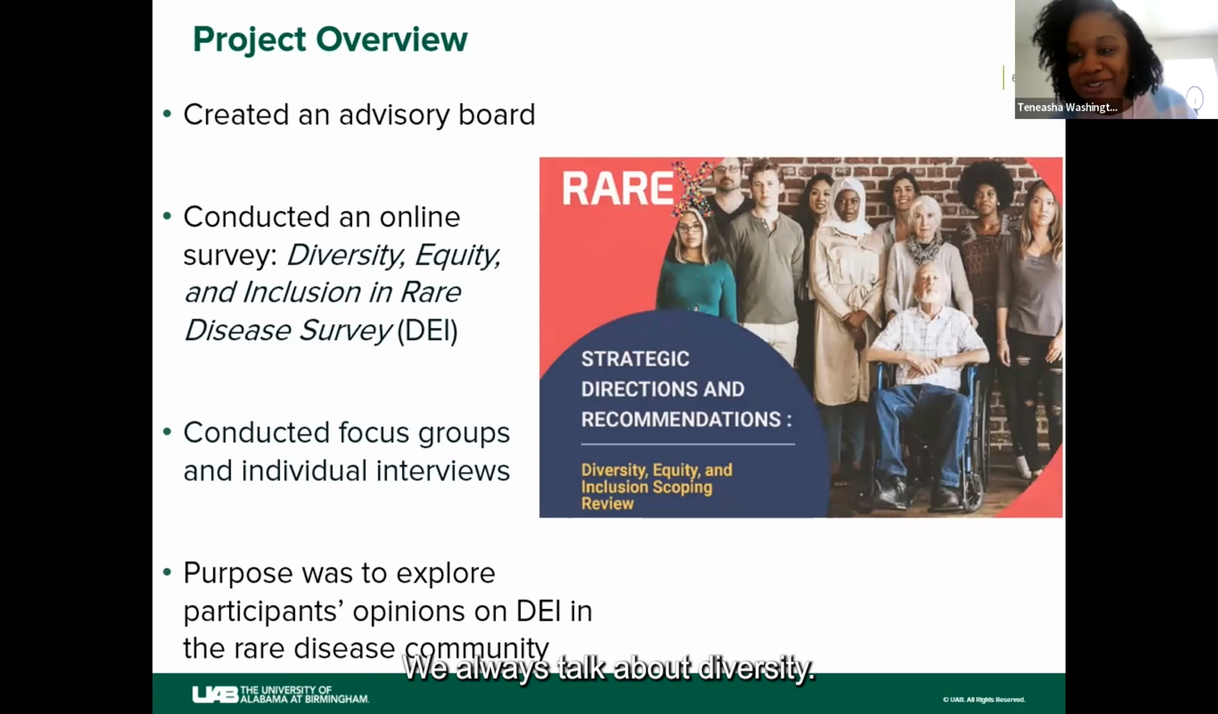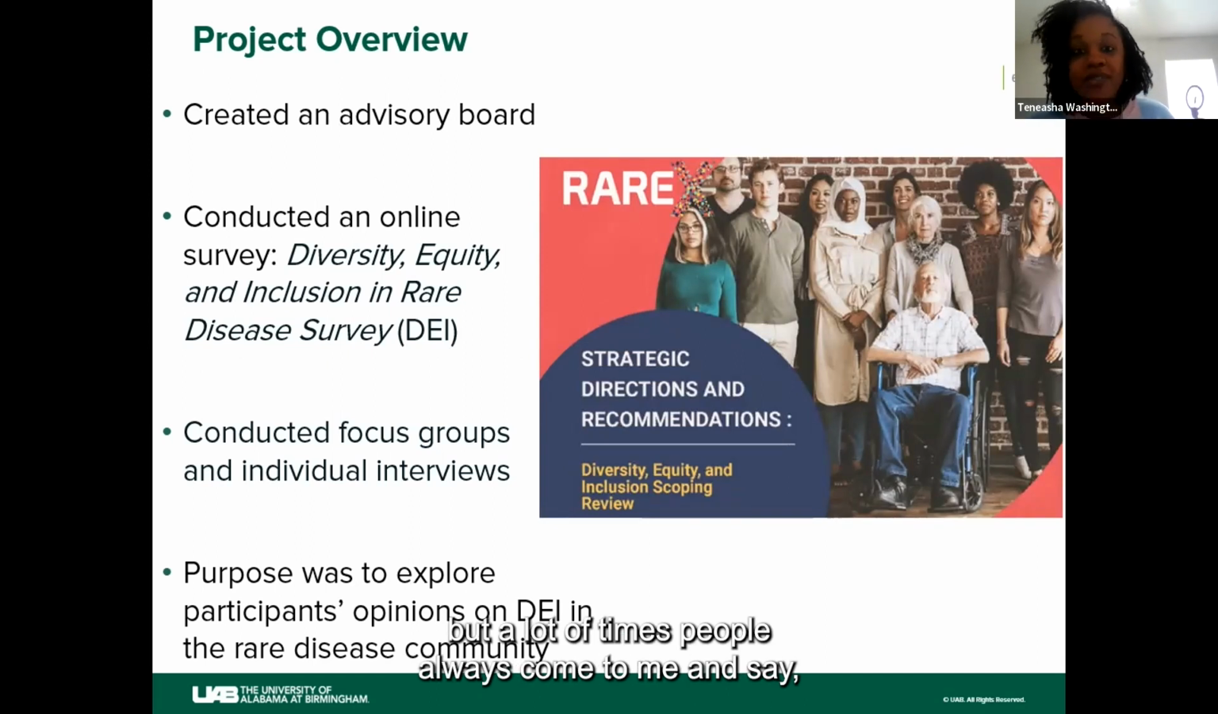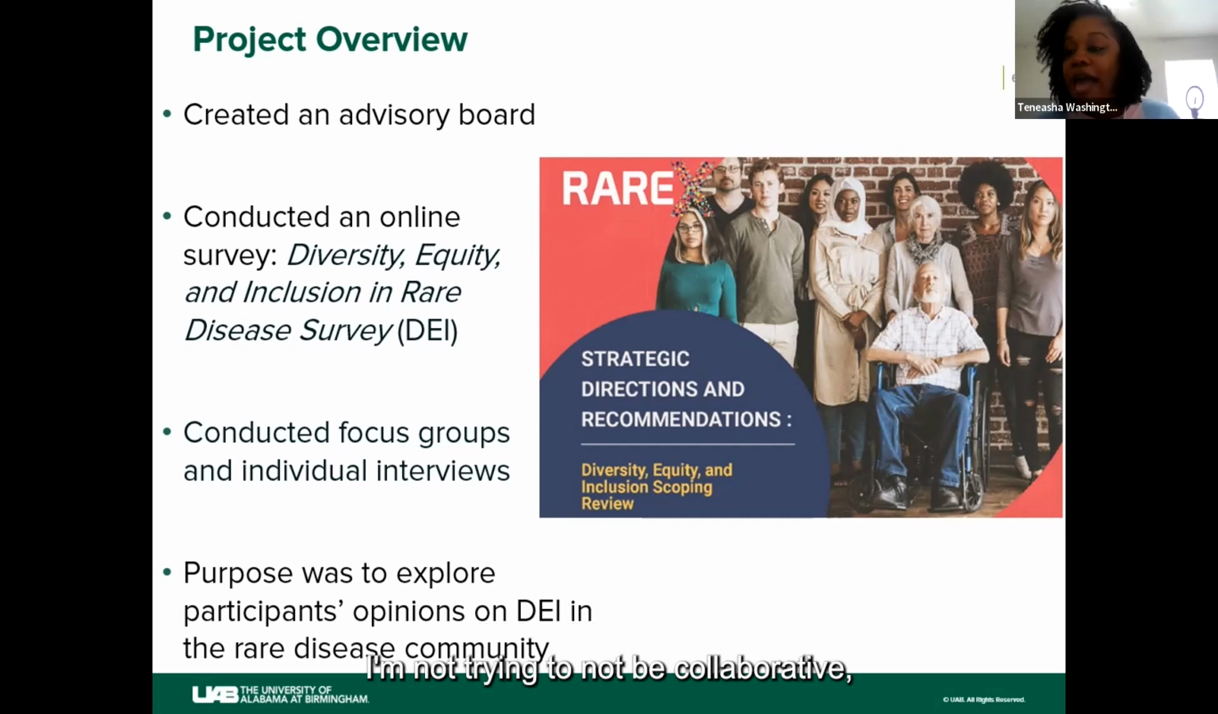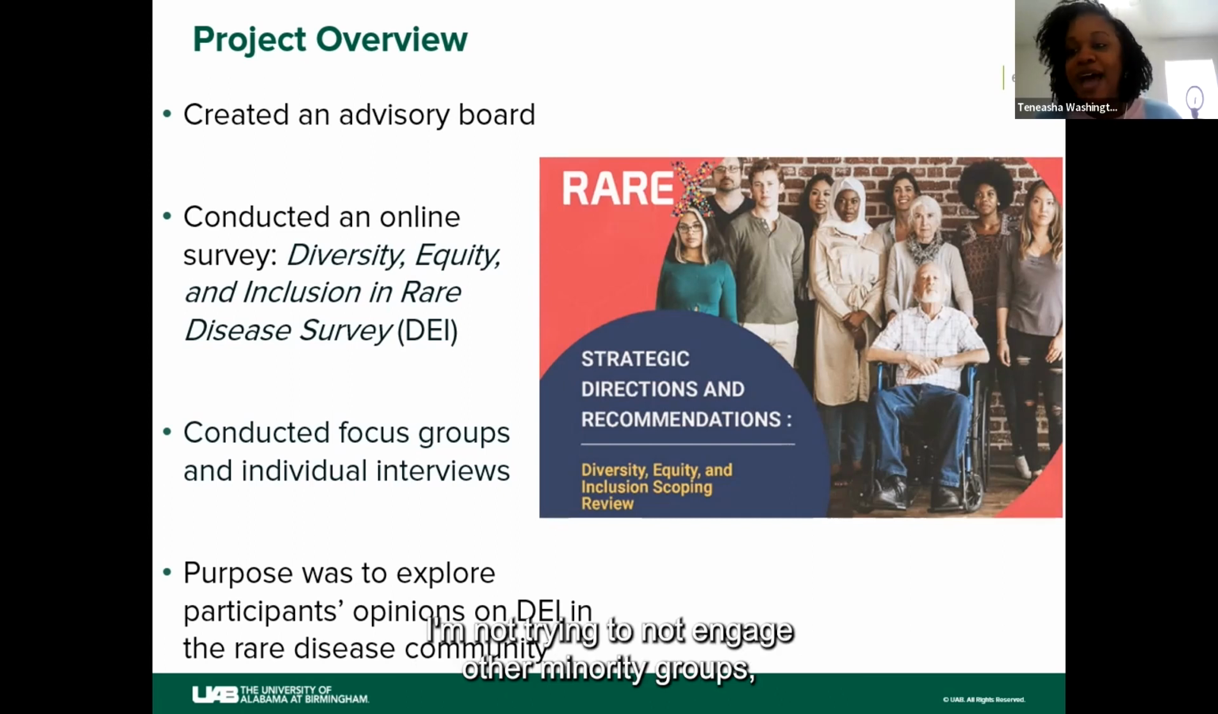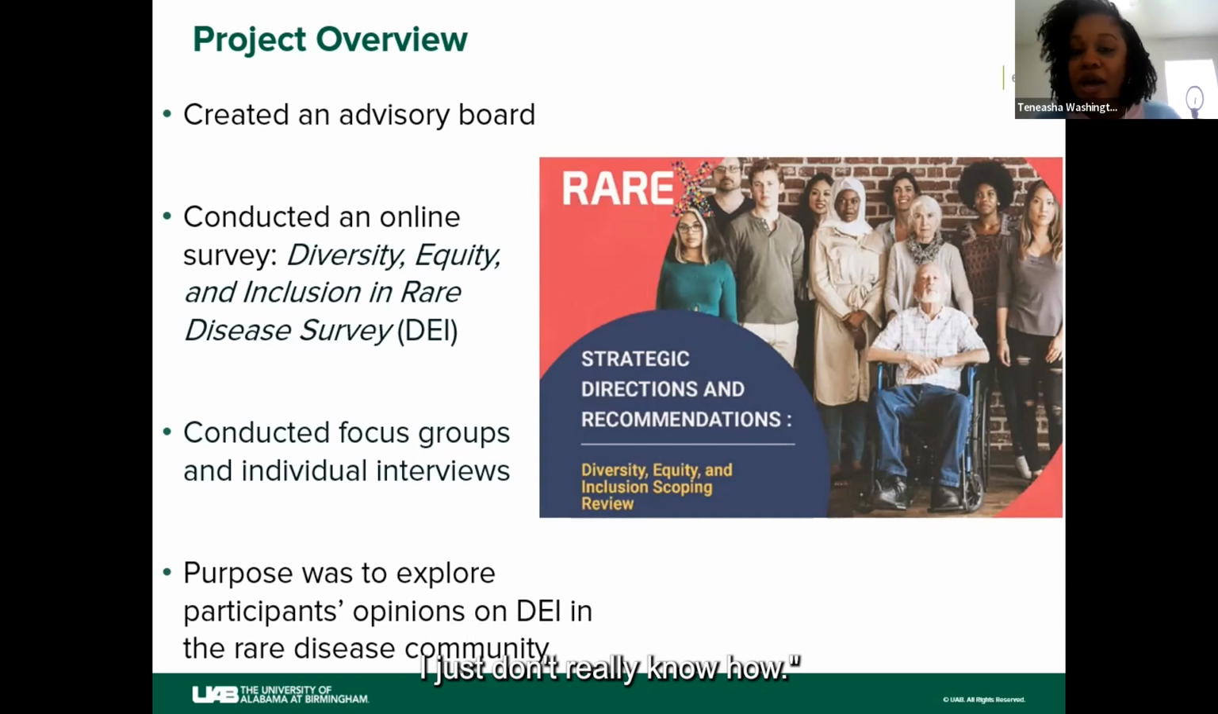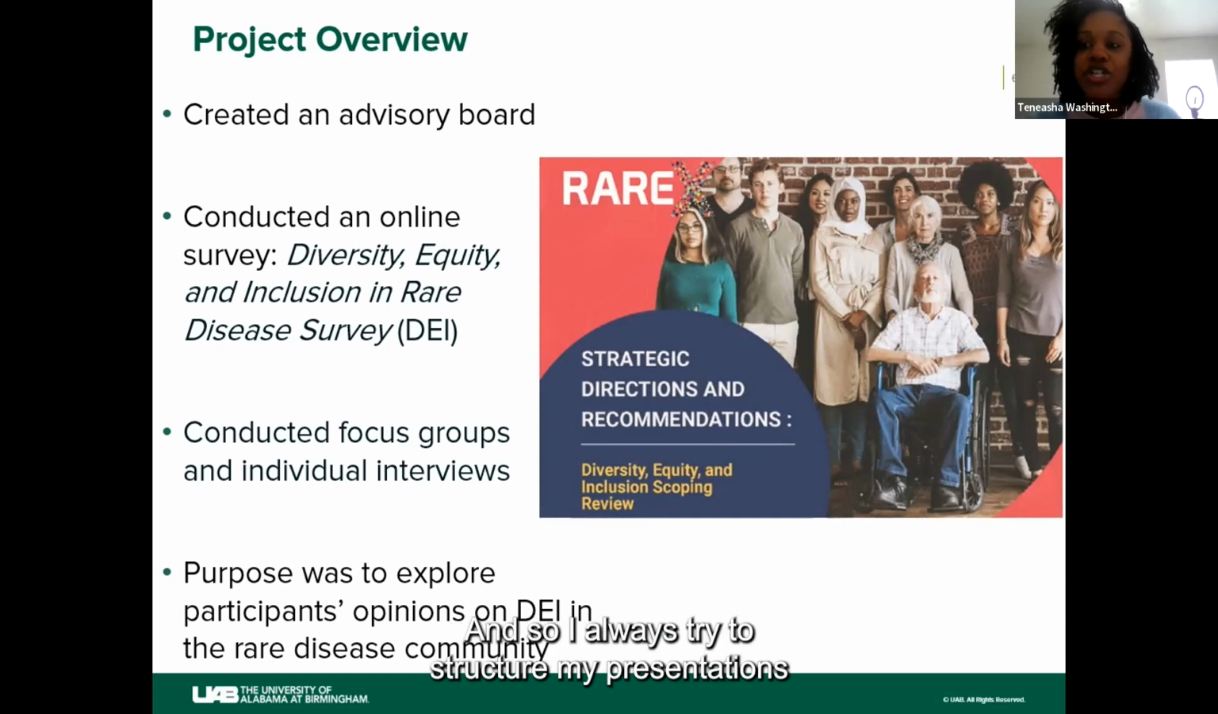So I know we're all tired of hearing about the bad. We always talk about diversity. We need more diversity, but a lot of times people come to me and say, look, Teneasha, I have no idea what I'm doing. I'm not trying to not be collaborative. I'm not trying to not engage other minority groups. I just don't really know how. And so I always try to structure my presentations around the how rather than why these things are happening.